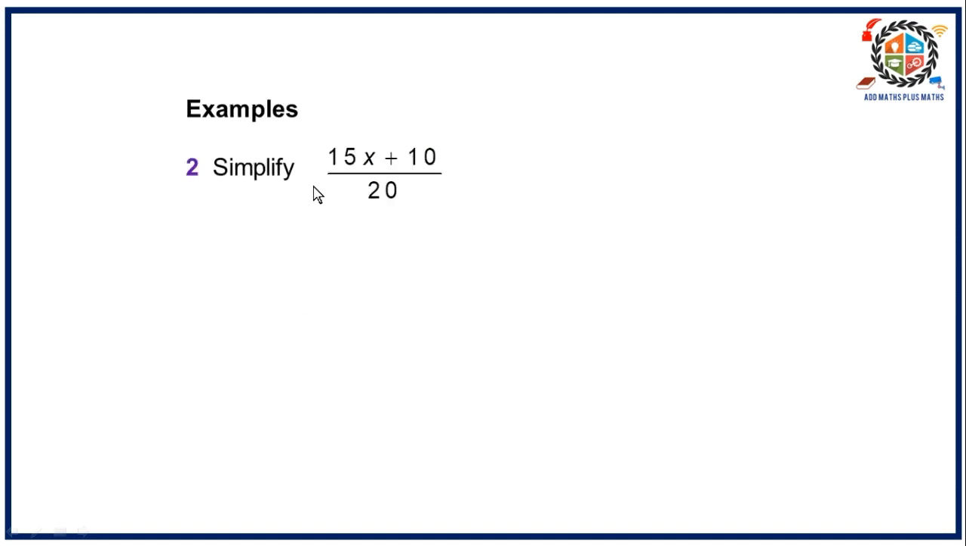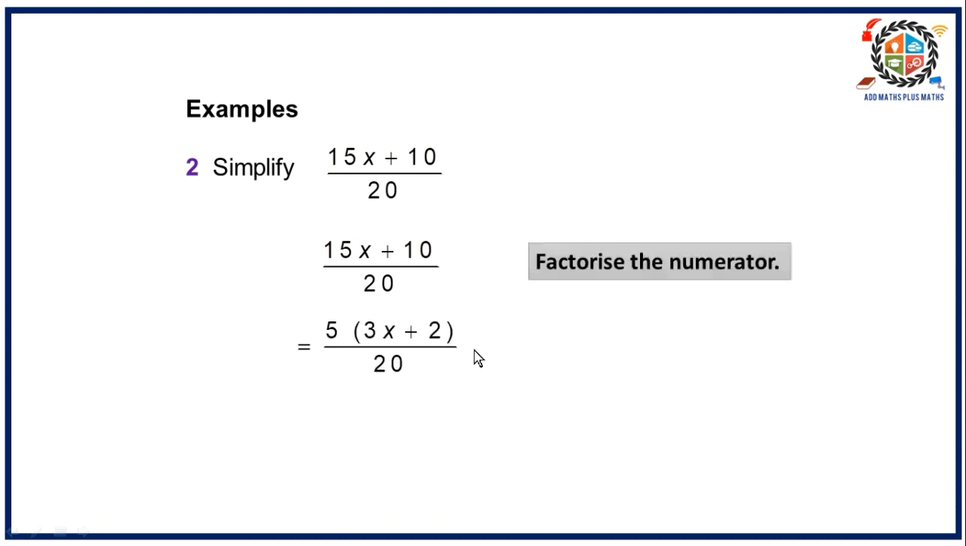Okay, sample number 2. 15x plus 10 divided by 20. You will notice that 15x and 10 have a common monomial factor of 5. I'll bring out that 5. 5 times 3x plus 2. How come it becomes 3x plus 2? Because 15x divided by 5 is 3x, and 10 divided by 5 is 2. So I'll have now 5 times the quantity of 3x plus 2.